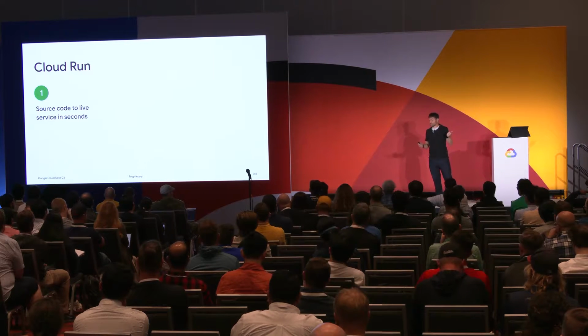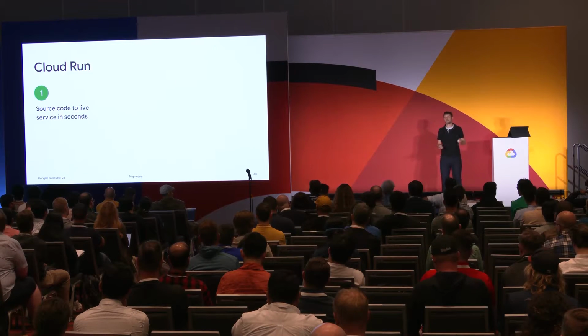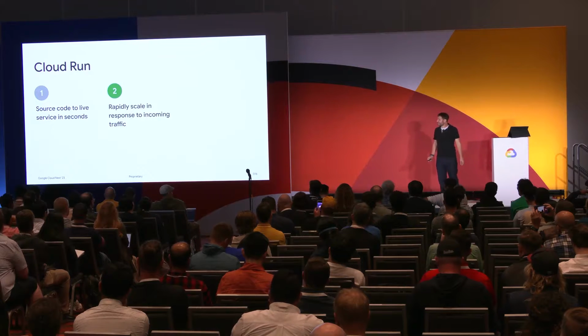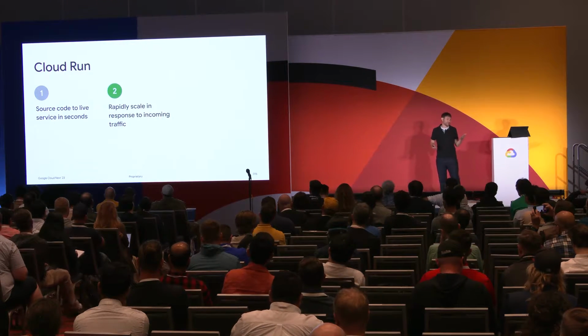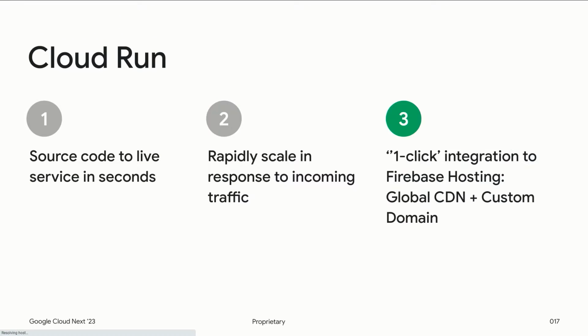One, we went from source code in Go to a live service with a public URL in seconds. I guess maybe a minute if we waited for the container to build, depending on how much is cached, but we'll call it seconds. You saw rapid scaling of Cloud Run in response to huge spikes in incoming traffic. I didn't do anything to prepare for that. I made no configuration changes upfront to my application. It just worked. And then you saw one-click integration that gave me a global CDN and custom domain from Firebase hosting. And with just setting a standard HTTP header, I was able to dramatically reduce the load on my Cloud Run service.